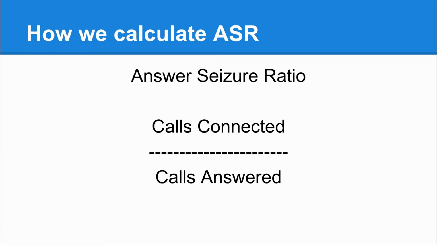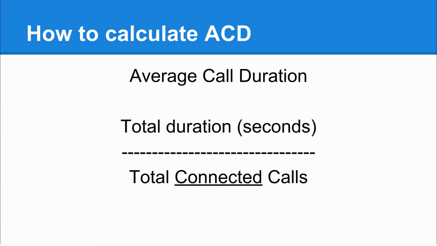The first metric is answer seizure ratio. This is the ratio between calls placed and calls answered. It's expressed as a percentage. One thing to note about ASR is it doesn't distinguish between calls to invalid numbers or provider failures. If you want to isolate that more accurately, take a look at NER, or Network Effectiveness Ratio. I'll post a topic about this later.